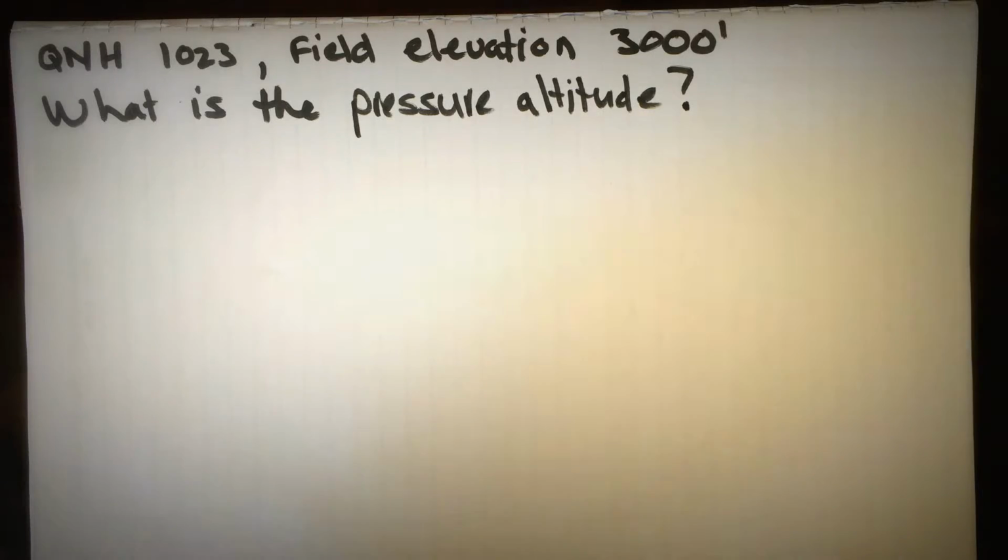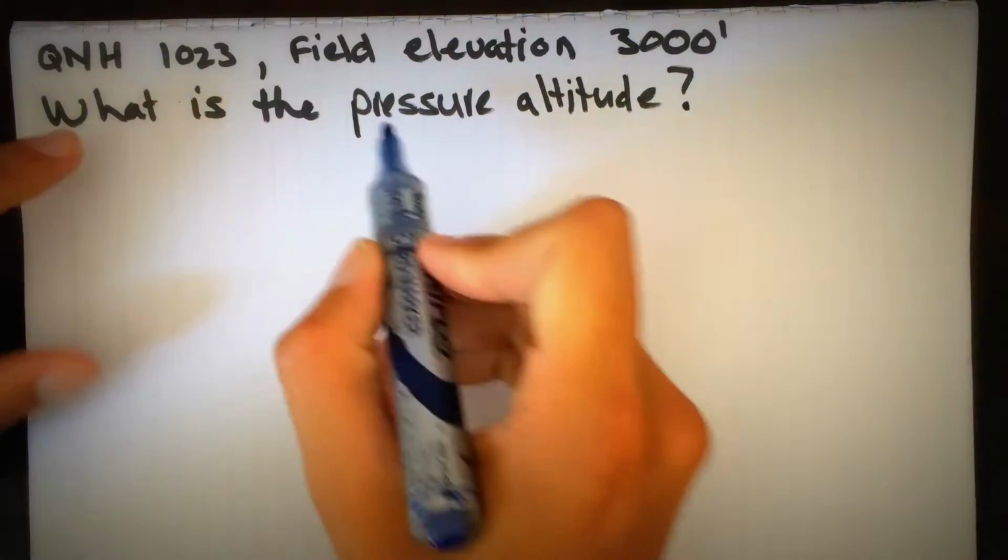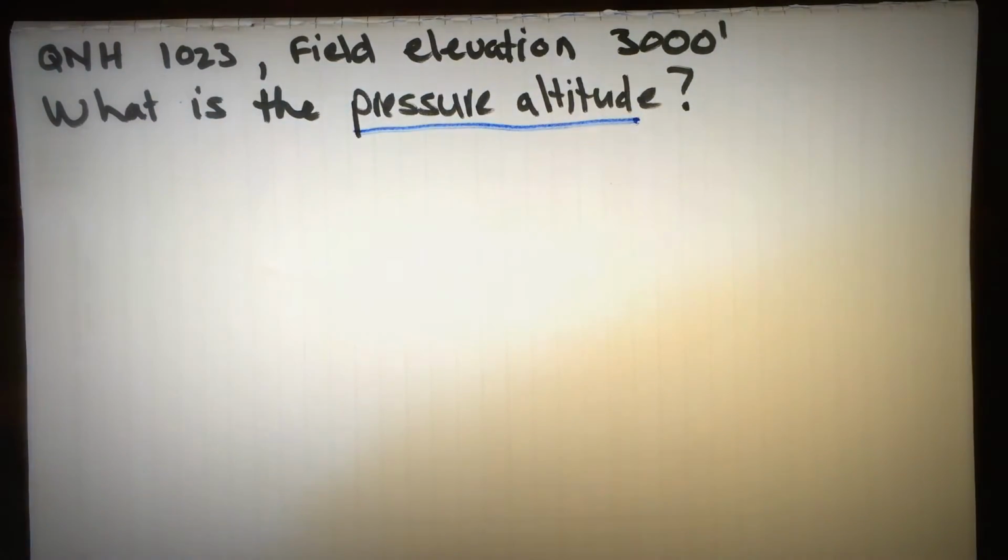Okay, welcome guys. We're just going to talk about one of the questions that CAA loves to ask. I'm going to show you two different types of questions that they can ask like this. The very first one is similar to this one, where they would say QNH is 1023, field elevation is 3,000 feet, and then they'll ask you what is the pressure altitude. These are typical pressure altitude questions that they love to ask.